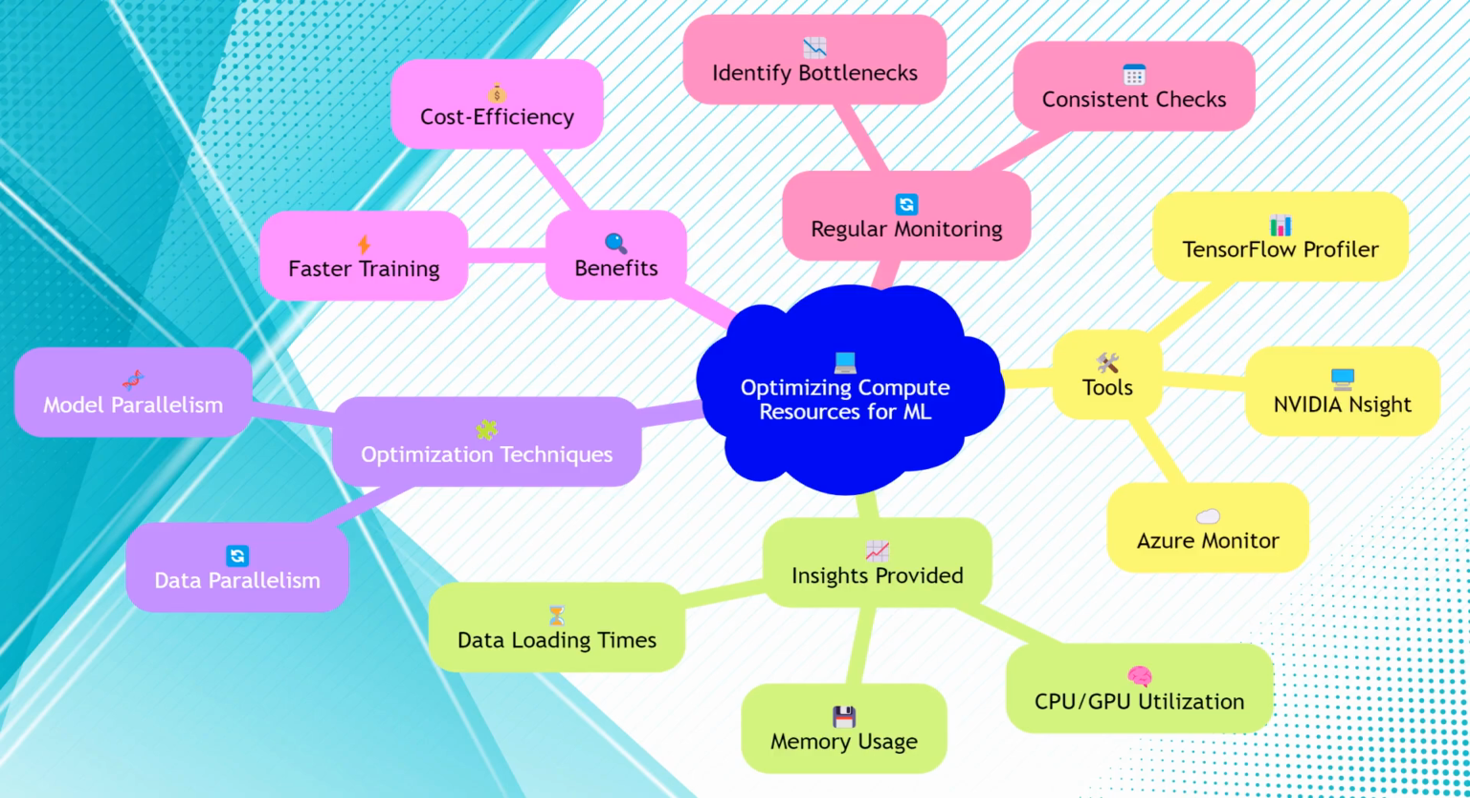Monitoring and optimizing compute resources is essential for efficient ML training. Tools like TensorFlow Profiler, NVIDIA Nsight, and Azure Monitor can help track resource usage and identify bottlenecks. These tools provide insights into CPU, GPU utilization, memory usage, and data loading times, allowing you to make informed decisions about resource allocation. Optimization techniques, such as data parallelism and model parallelism, can further enhance performance. Regular monitoring and optimization ensure that your compute resources are used effectively, leading to faster and more cost-efficient training.